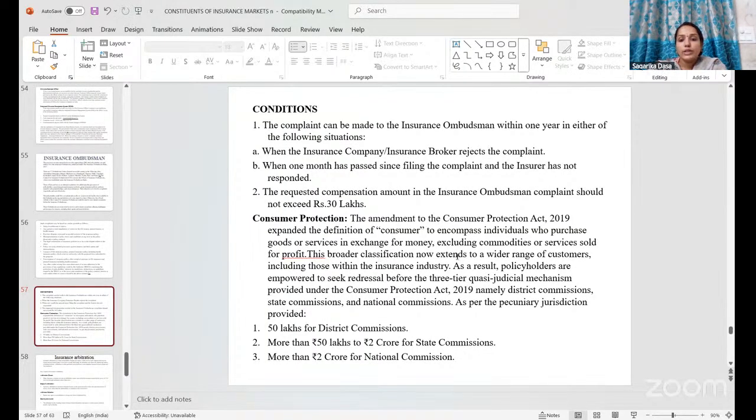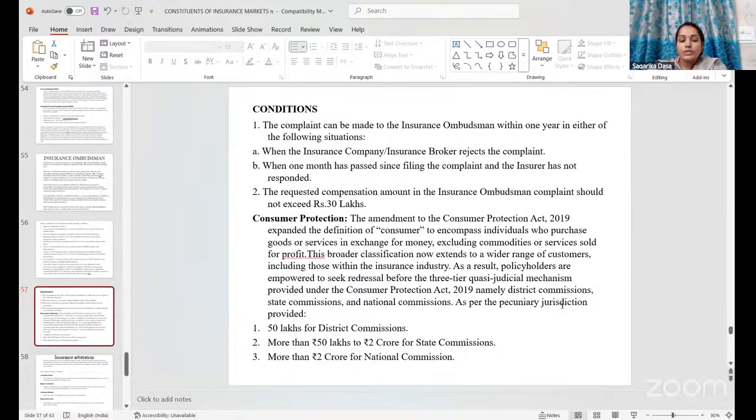This broad classification now extends to a wider range of consumers, including those within the insurance industry. When we talk about consumers, even in the insurance industry, the policyholders are termed as consumers because they are ultimately purchasing the insurance product. As a result, policyholders are also empowered to seek redressal before the three-tiered judicial, quasi-judicial mechanism. In consumer protection, we have a three-tier quasi-judicial protection system. Three-tier, because it has three councils, three redressal mechanisms: district level, state level, and national level. If a person has a complaint at district level and is not getting a solution, they can go to the state level. Even at state level, if they are not getting any solution, they can go to the national level. Hence it is called a three-tier quasi-judicial mechanism.